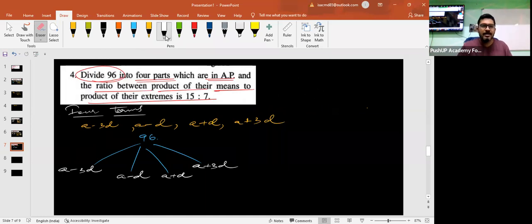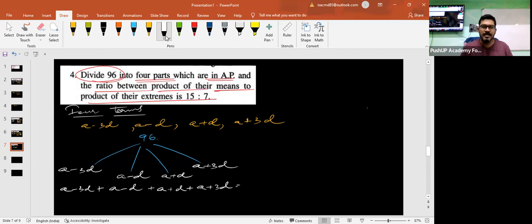So let me write the first equation, which is a minus 3d plus a minus d plus a plus d plus a plus 3d. That is equal to 96. At times they will not directly mention it. You have to figure it out. Understood? This side, everyone clear? Urva, Janice, Nabil, Rian, Alvin, Shazia, Sandra. Just let me know. Aditya.